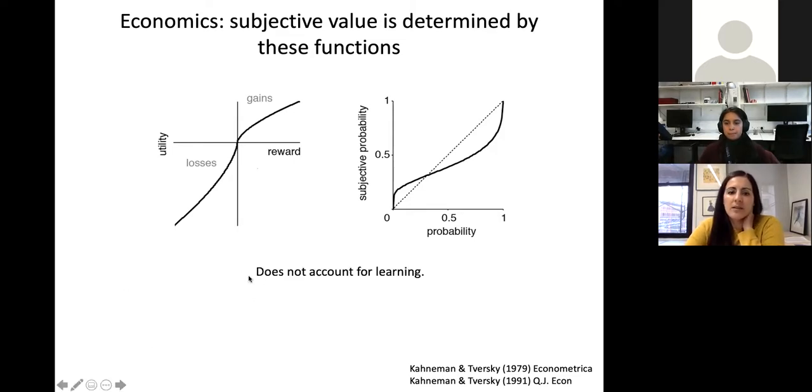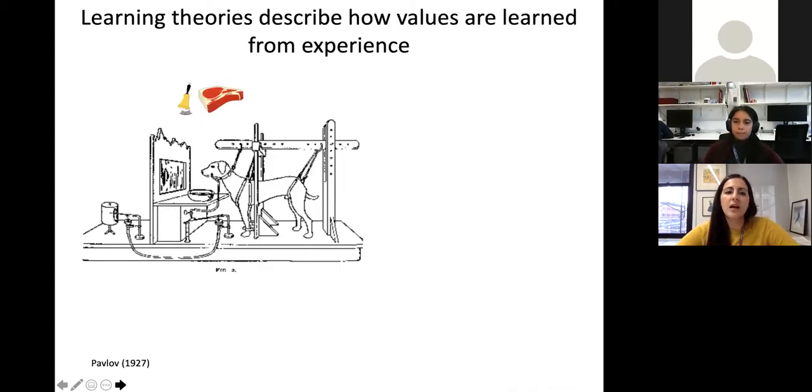And so this standard economic framework does not account for learning, which, as I showed you in the entire second half of the talk, is a main feature of the animal's behavior. And that's actually at odds with animal learning theory and reinforcement learning frameworks that account for value. So, for instance, let's imagine that we had Pavlov's dog that learns to associate a conditioned stimulus with a reward.